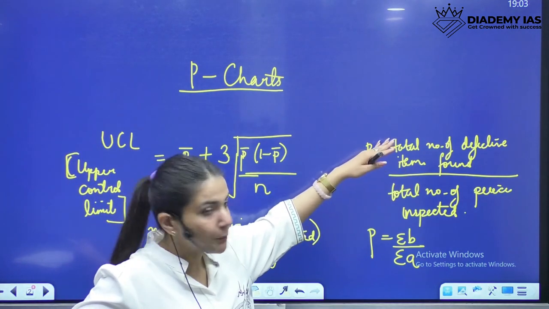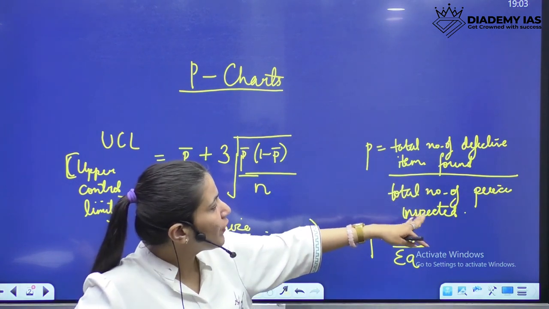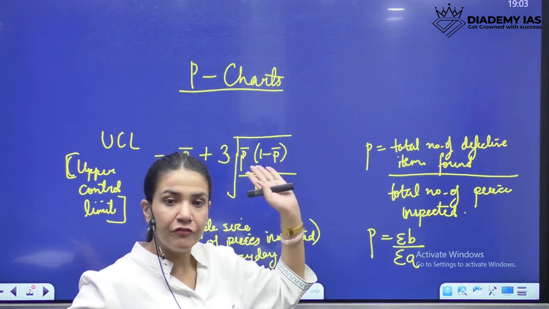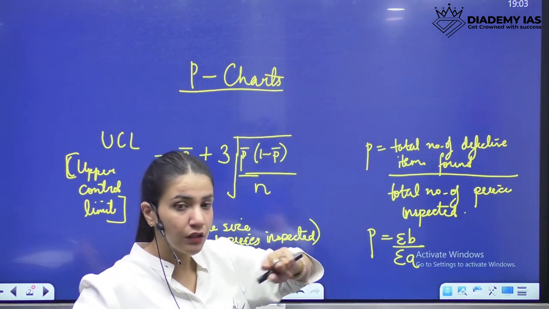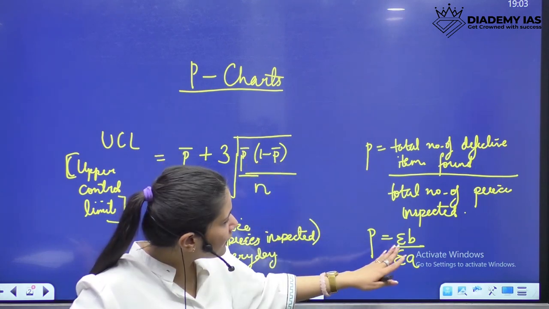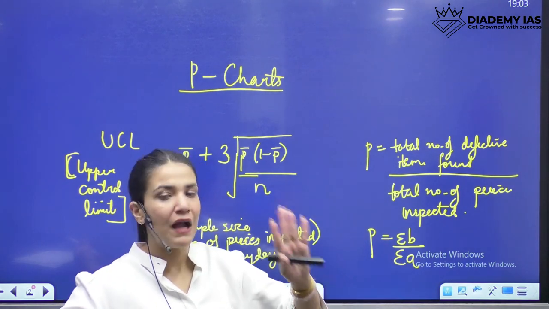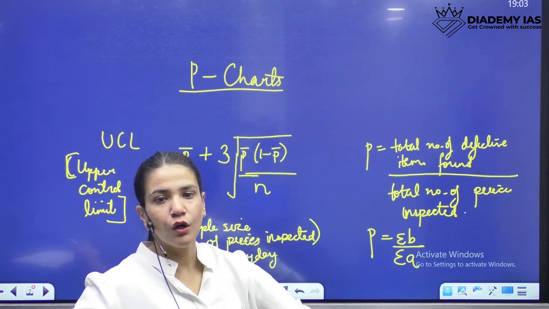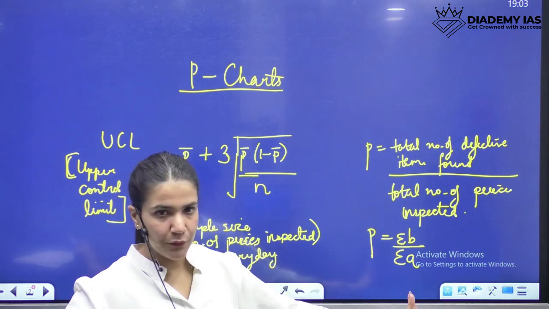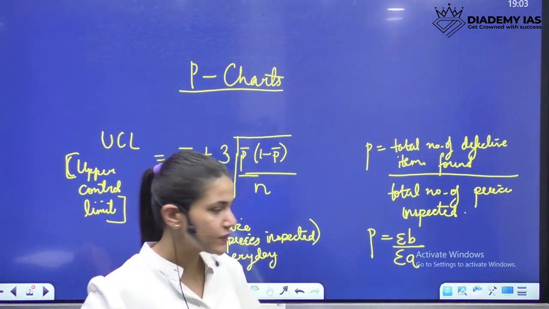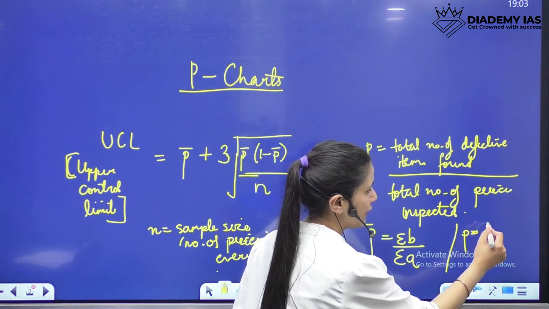How do you calculate P? P is calculated by using the total number of defective items found divided by the total number of pieces inspected. For every corresponding value, I'm going to show you how to calculate the P so that you can plot the scattered points on your graph. But we also calculate the P for the mean value. We take the total of the defective pieces and the number of pieces inspected, and this P bar is calculated using B upon A.